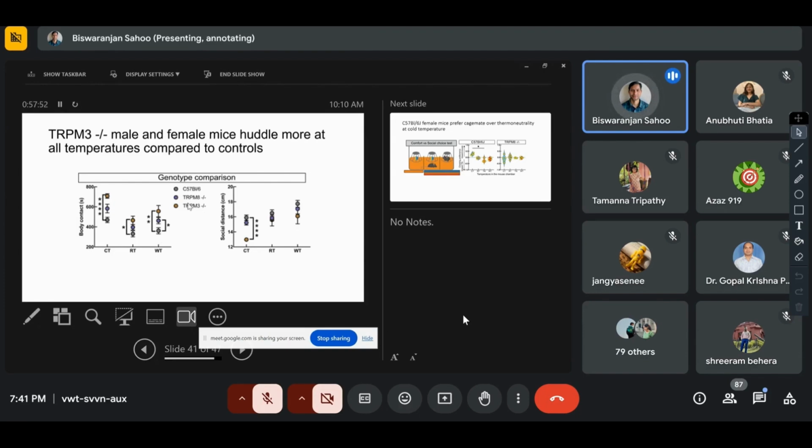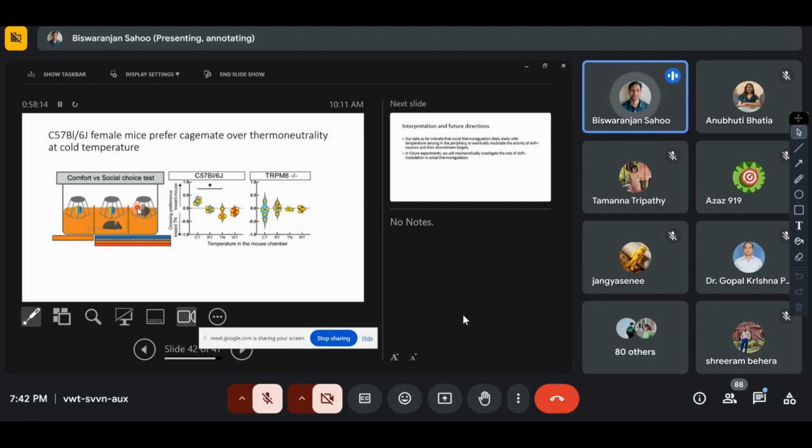And TRPM8 is both a cold and warm sensor. These animals are in between the wild type control and the TRPM3 warm sensor knockout animals. And you see this is in both males and females. So another interesting experiment, and I'll finish. This is the last slide.